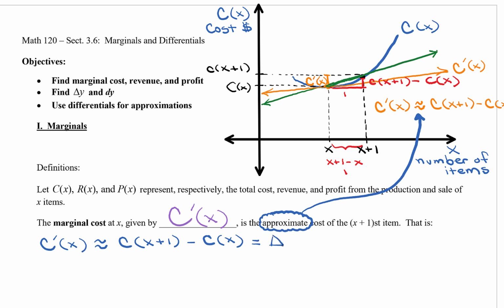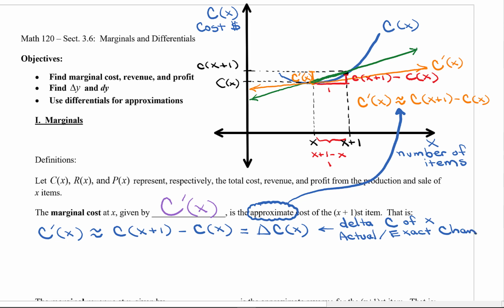If I wanted the exact value for this, another way I could call this delta C of x. It's another way that we can call the exact value or the exact change there. So we call that delta C of x. And that represents the actual, or another word, exact, the exact change in cost.